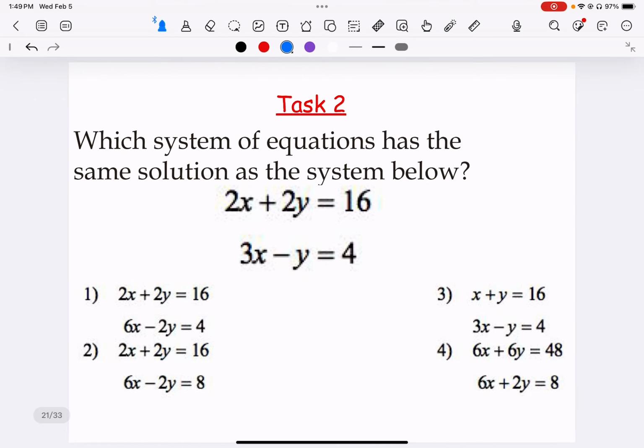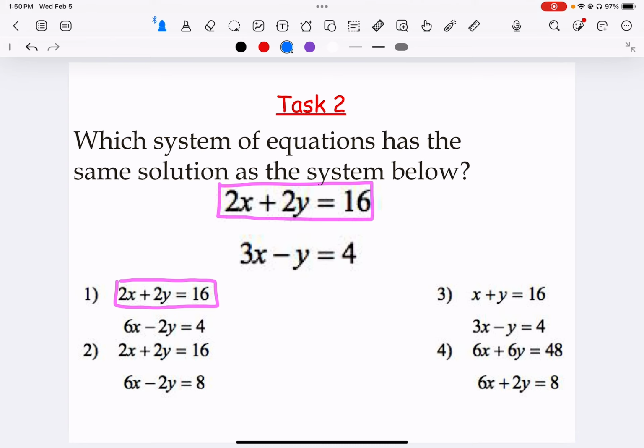Which system of equations has the same solution as this system? One way I could do this is solve the given system and then solve all 4 of the other ones and see which one gets me the same solution. But to make it a little easier, I can just see which ones are multiples of the original equations to match them up. If I look at answer choice A, or 1, 2x plus 2y equals 16, those match up.